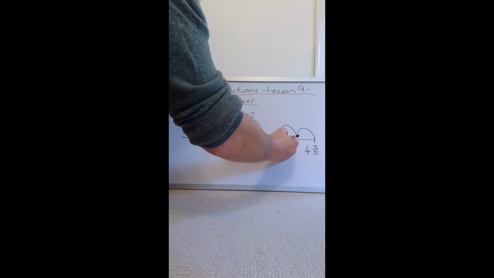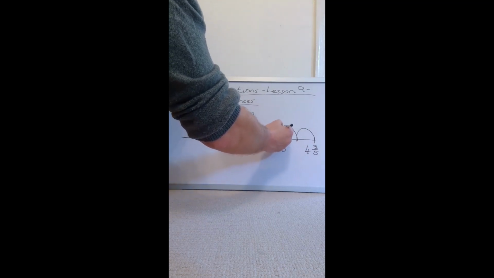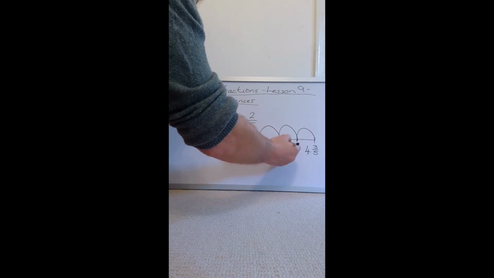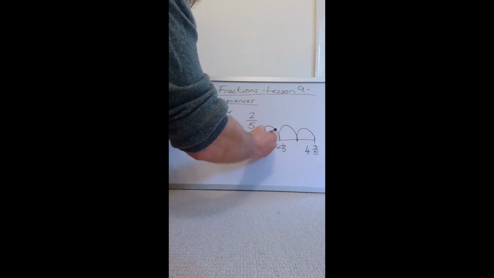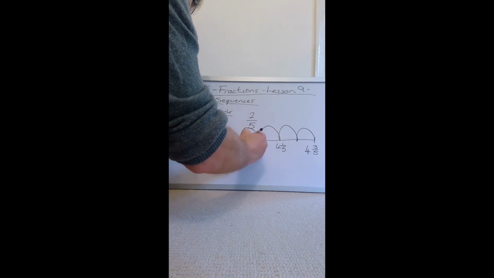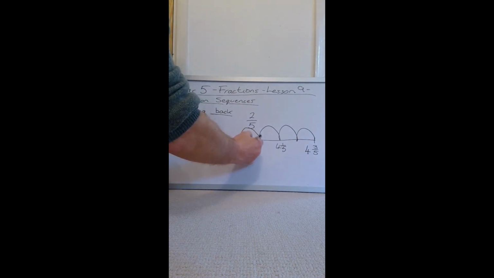I've got to jump back again. So it goes from 4 and 1/5 to just 4 this time because I no longer have any fifths, but I still need to do a second jump. I've bridged through 4, so it becomes 3 and 4/5. The pattern then continues, 3 and 4/5, take off, 3 and 3/5, and then 3 and 2/5.